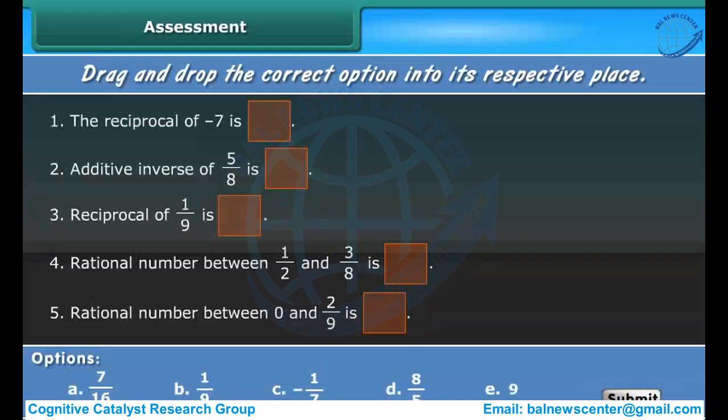Let us check your knowledge. Drag and drop the correct option into its respective place.